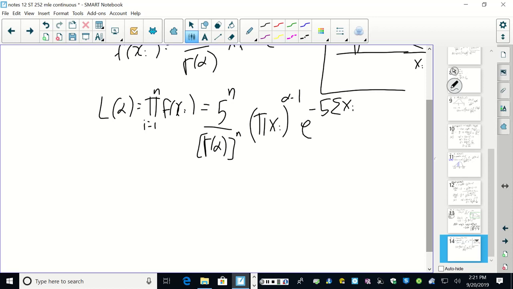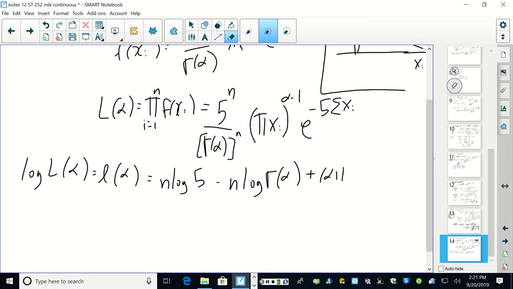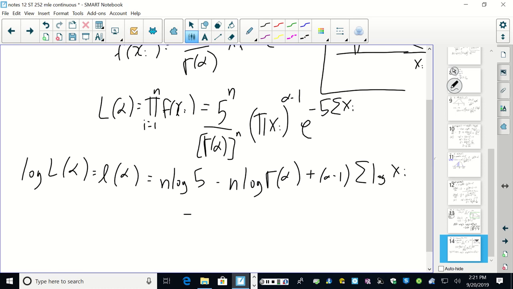So we did the log of that thing. Now log, what we're calling this thing. Right? So there's n log 5 minus n log gamma function. There's an alpha minus 1 times the sum of the log of xi's. All of that then minus 5 times the sum of xi.